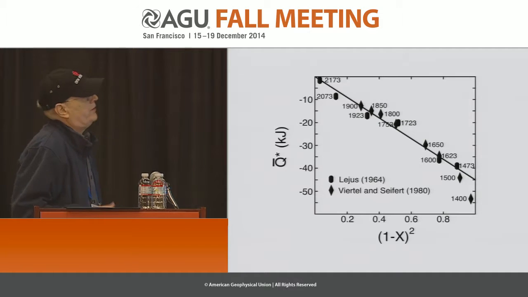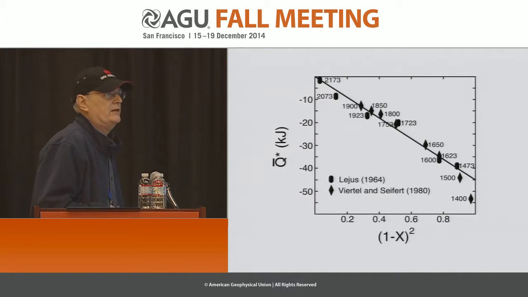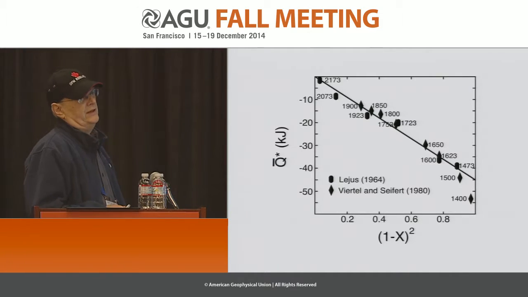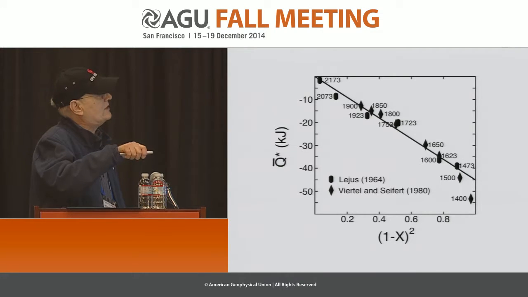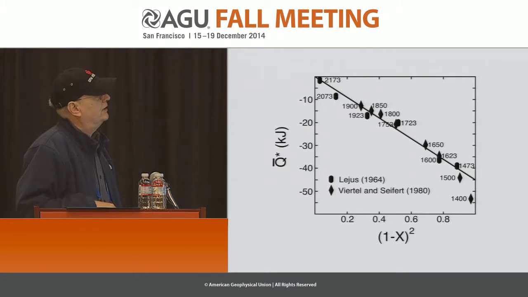Here's the demonstration that it works really well, except at 1400 Kelvin. And you go, well, what am I going to do? Add more parameters to fix this truly excellent data? Because this is reversed. This is excellent data. We can't just throw it out.